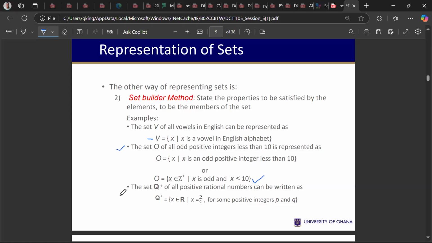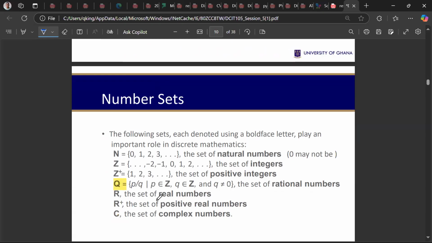And with regards to this one, we see that the set Q+ of all positive rational numbers can be written as Q+ is the set of all real numbers x such that x can be expressed as a fraction p over q, where p and q are positive integers.